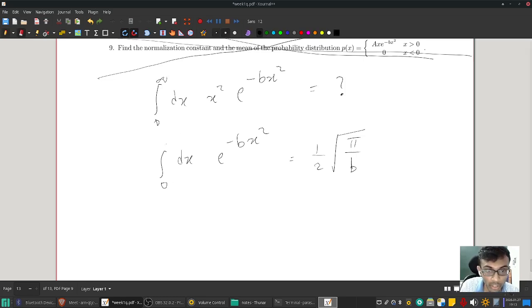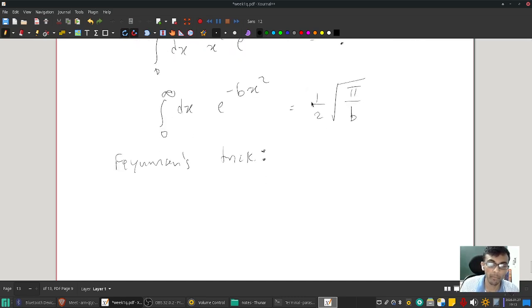And now the cool trick is to take a derivative under this integral sign. This is called the Feynman's trick. We take derivative with respect to this parameter b. Okay. Let me write it more legibly. Yeah, so this is very standard and very often used trick.